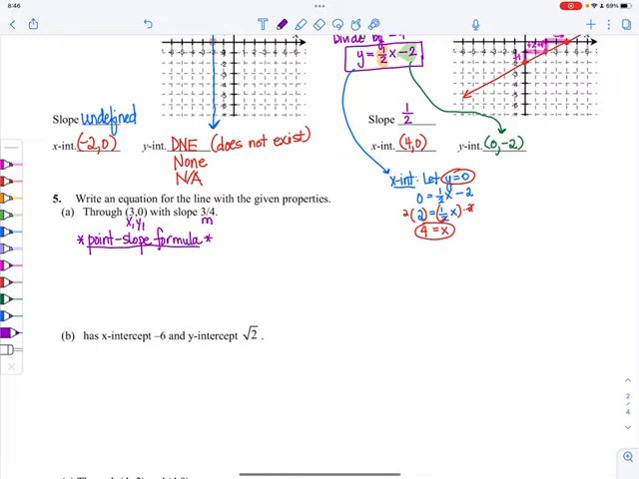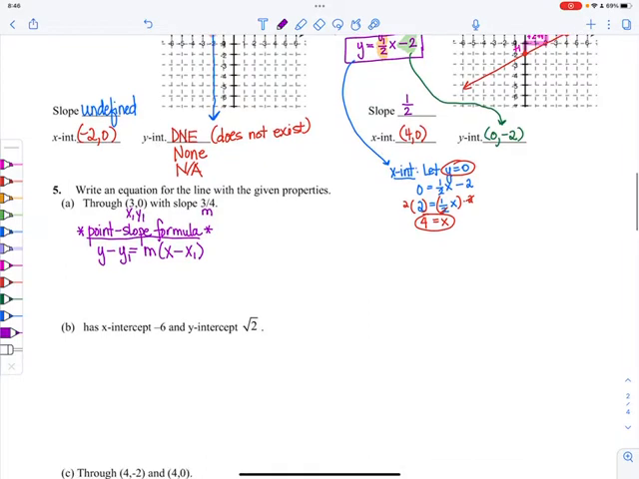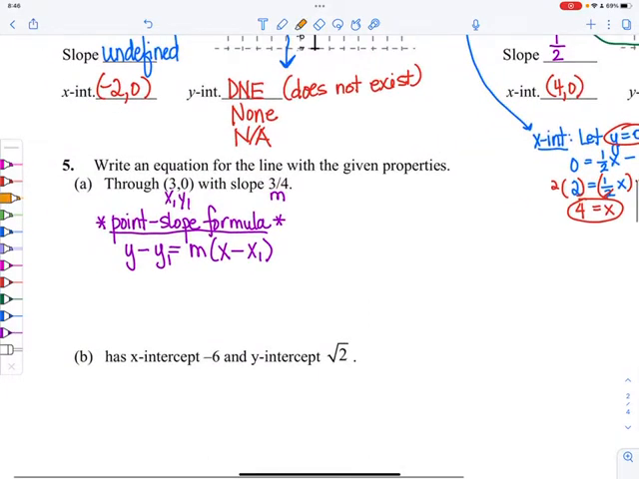The point-slope formula is y minus y1 equals m times x minus x1. And if it helps, if you're using this formula, remember you will only be plugging in for y1, for m, and for x1. You won't be plugging in anywhere else. So I have a y1, it's 0, so y minus 0 equals, my slope is 3/4 times x minus 3.